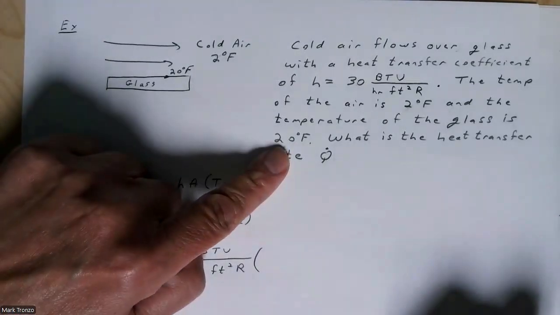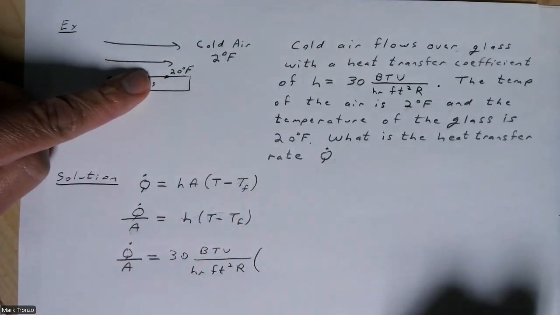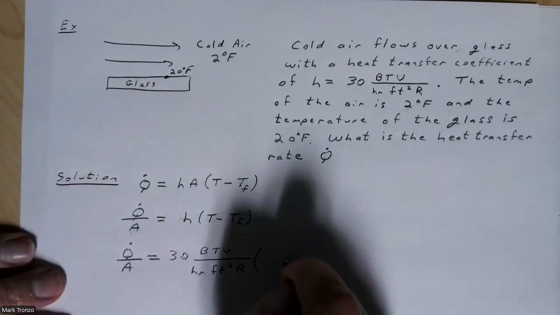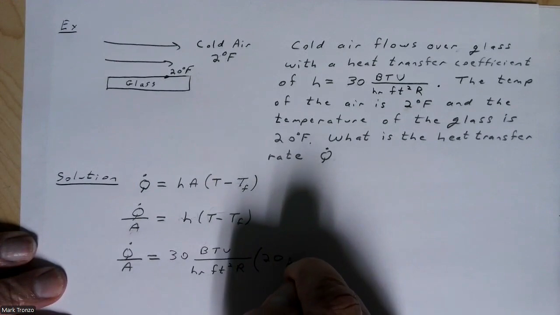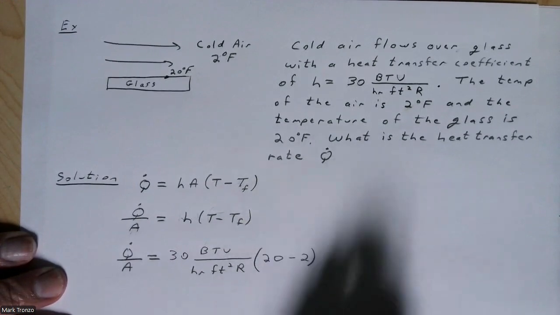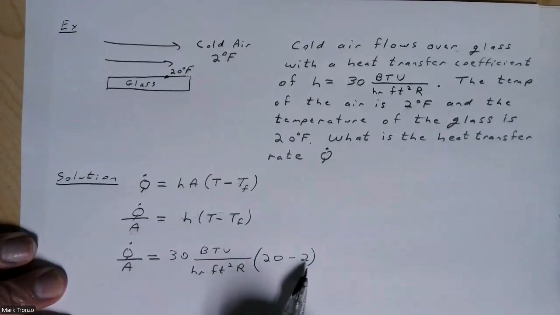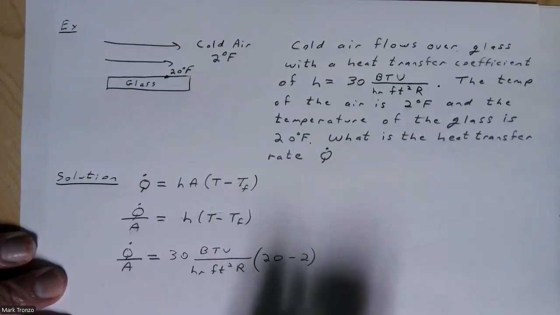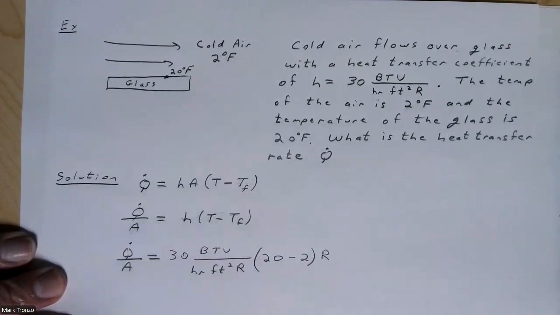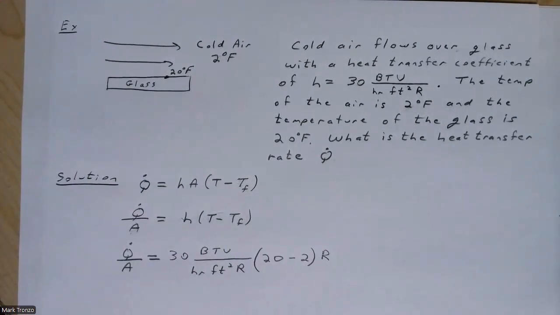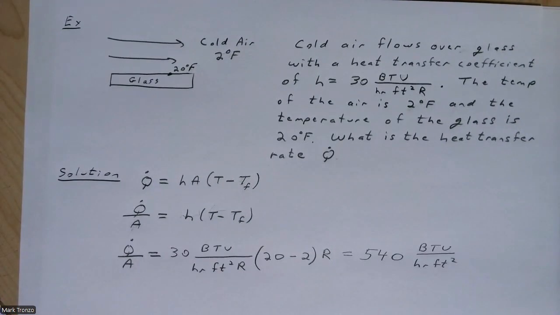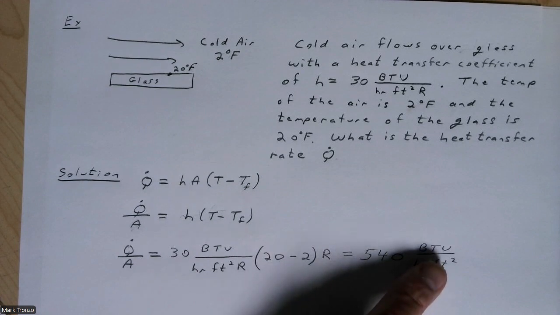Again, our ΔT of the glass is 20 degrees Fahrenheit minus 2 degrees Fahrenheit. Again, since it's a difference, the difference in Fahrenheit is the same as the difference in Rankine, so I'm just going to call that R. And so we'll calculate this. And so the heat transfer rate is going to be 540 BTUs per hour foot squared.